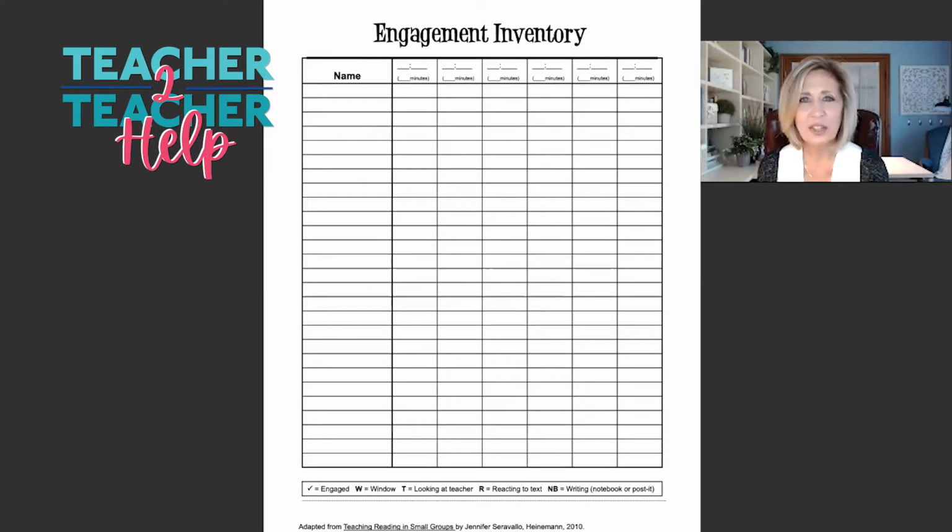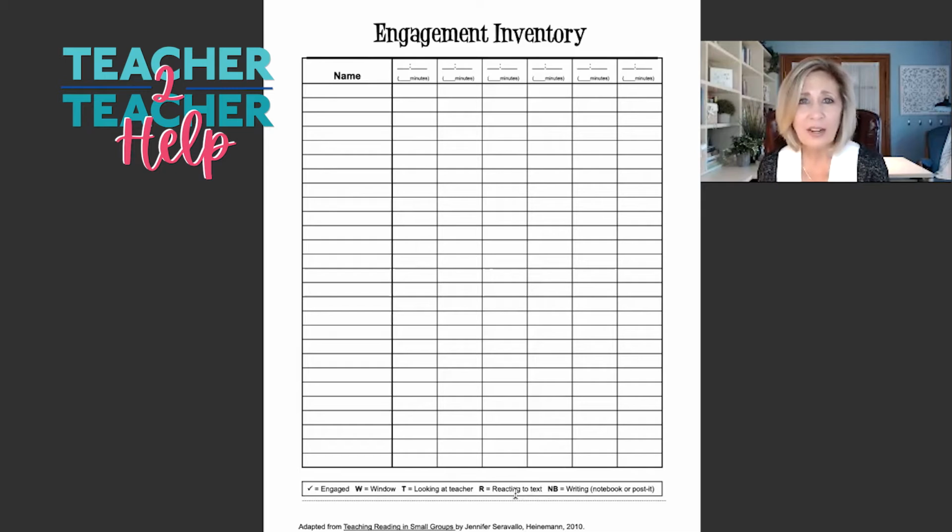So here you'll see this chart, and it's a pretty simple chart. All you do is put your students' names down the left-hand side and then decide on how, in an independent reading session, how often you want to check in on students. And you can put the time here, and you can put the number of minutes, however you'd like to use that. And then I put a code on the bottom.